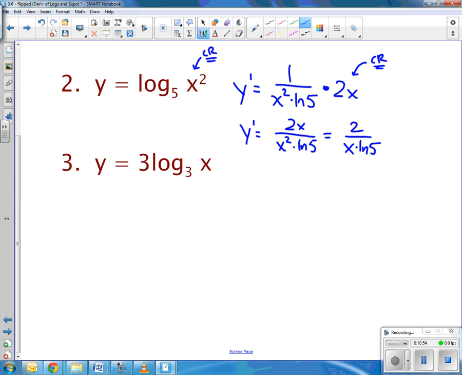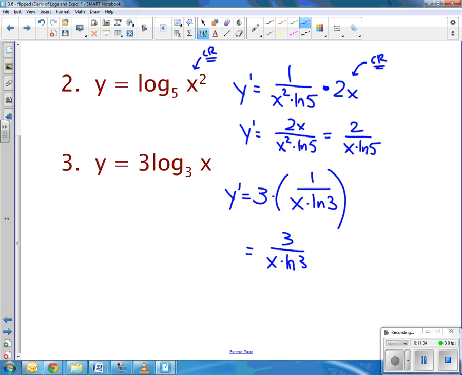Okay, one more example for today. I have y equals 3 times log base 3 of x. This 3 is a constant out front, so I'm going to multiply it by the derivative of my log. So I have y prime equals 3 times the derivative of log base 3 of x, which is going to be 1 over x times the natural log of the base 3. And then I multiply that by my constant. All I'm really going to do here is rewrite it: 3 over x times the natural log of 3.